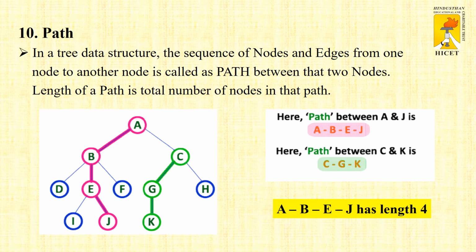Similarly, if I want to reach K from C, from C I have to move to G, and from G I move to K. Now what is the length of the path? The total number of nodes in that path gives me the length of the path. From A to J the total number of nodes is 4. So the length of the path A to J is 4.